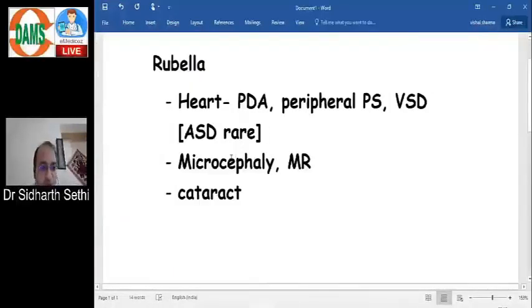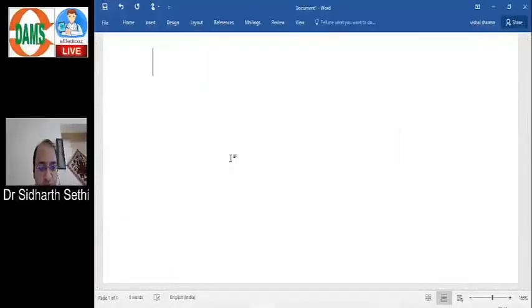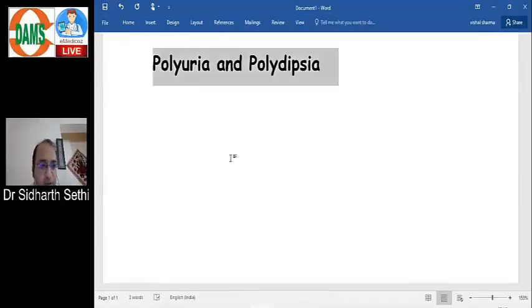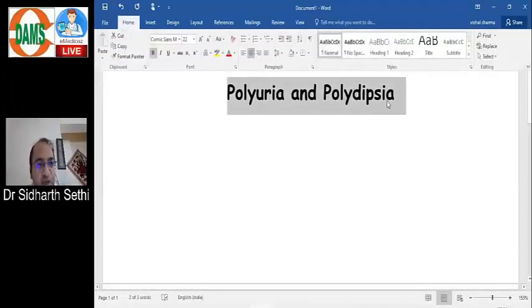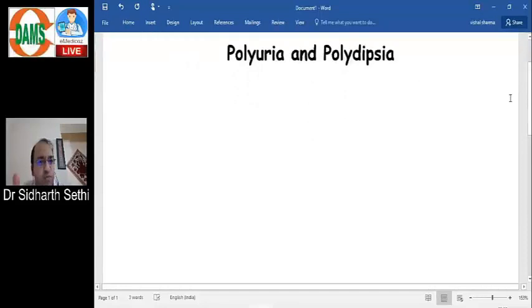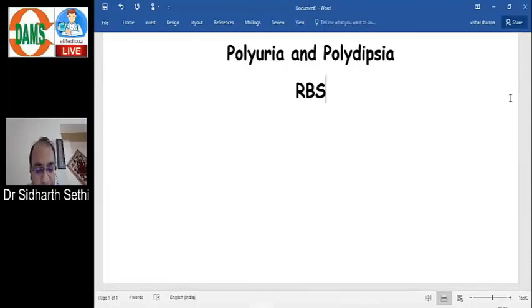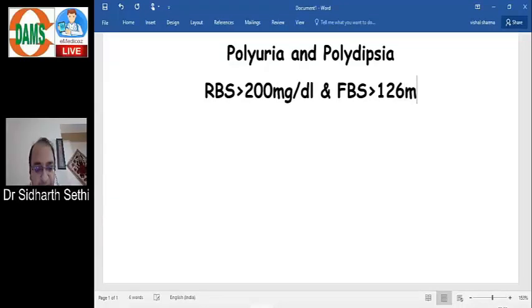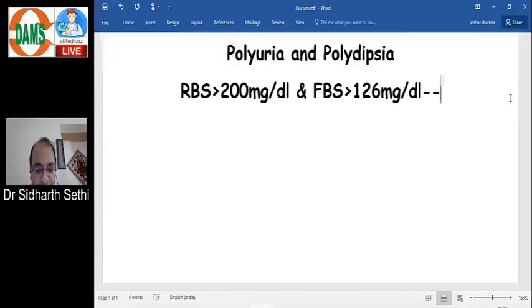So let me take you through the approach whenever you have a child with polyuria and polydipsia. Remember, whenever I say polyuria, it means that this child's urine output is more than 4 to 5 ml per kg per hour. So first of all, you need to look at blood sugar. All of you know a random blood sugar more than 200 milligrams per deciliter and a fasting blood sugar more than 126 milligrams per deciliter is called diabetes mellitus.